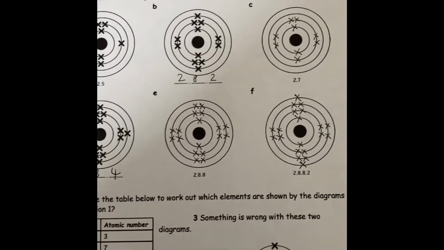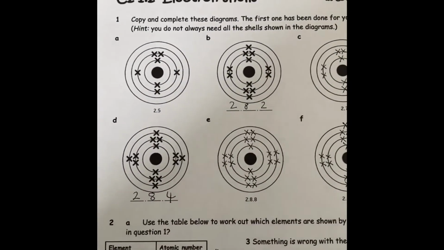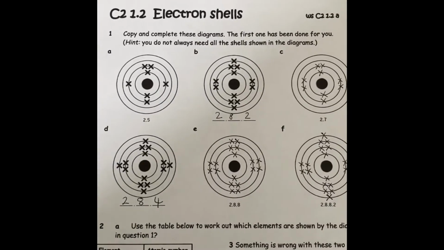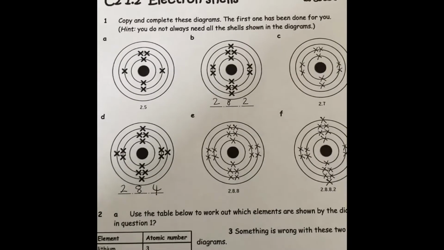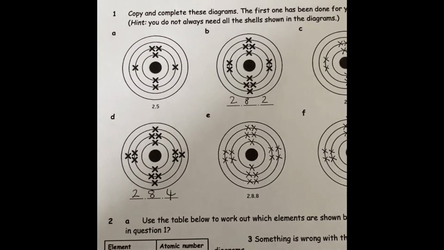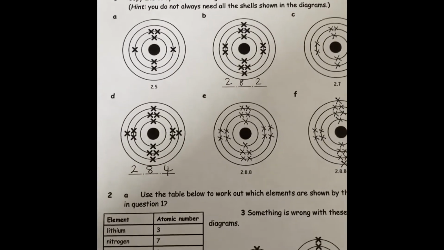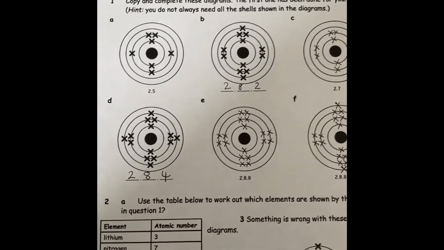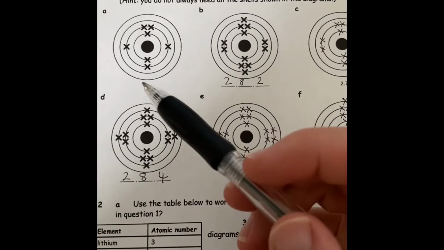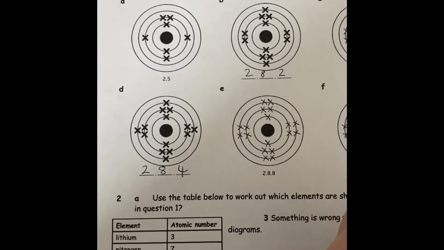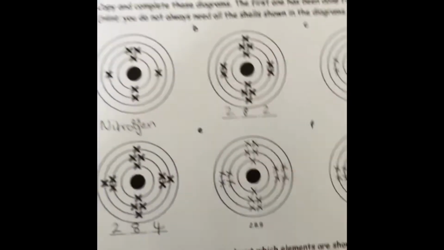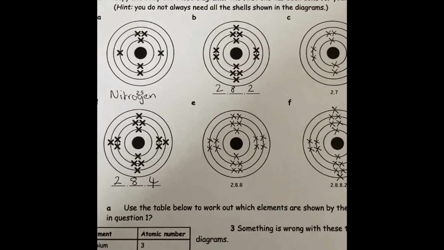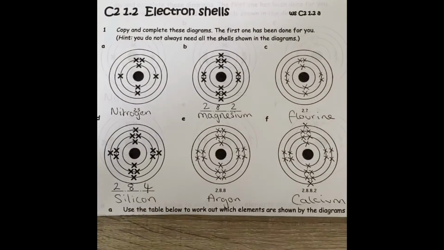Use the table below to work out which elements are shown in the diagrams in question 1. So each one, basically your atomic number will equal the same number of electrons. So however many electrons will be which element it is. The first one we've got 7, which means it's going to be nitrogen. I will pause so you can have a look at the answers.